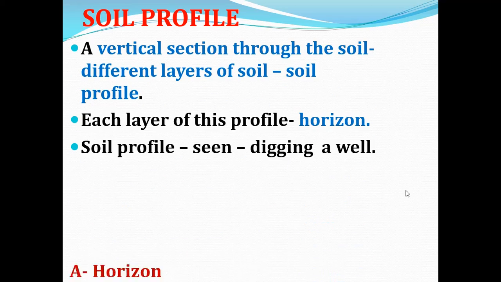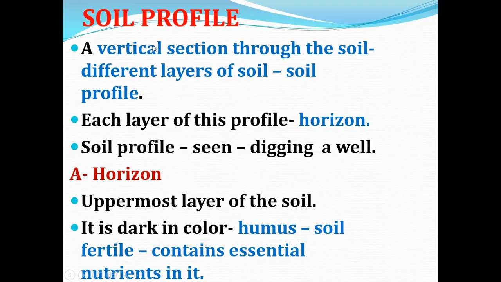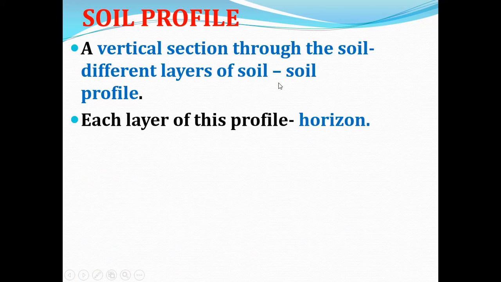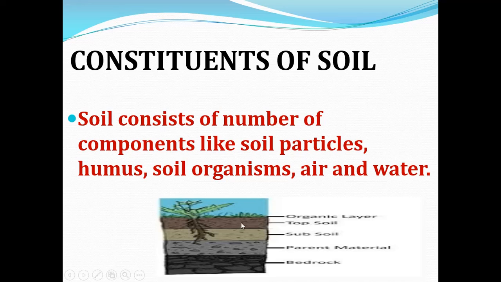Now let us see about soil profile. Soil is made up of different layers. Okay, so this layering is called the soil profile. A vertical section through the soil, showing different layers of soil, is called soil profile. Here you can see in this picture, the soil contains different layers. This is one form of vertical section of the soil.